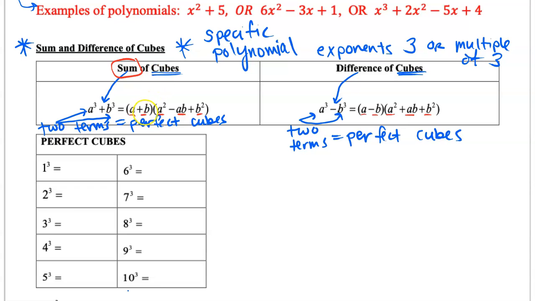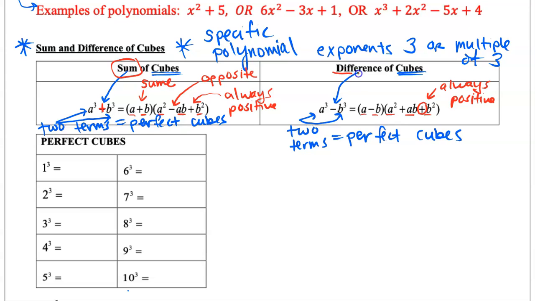Now let's look at the signs. For the sum of cubes, the first factor is adding. So that sign is the same as the original expression. The original expression was adding, so the first factor is adding. Then if you look at the second sign, it's subtraction, so it's the opposite. The opposite from what the original question was. And then this last one is always positive, because it was a plus here when it was a sum of cubes, and it's a plus here when it's a difference of, so it's always positive.